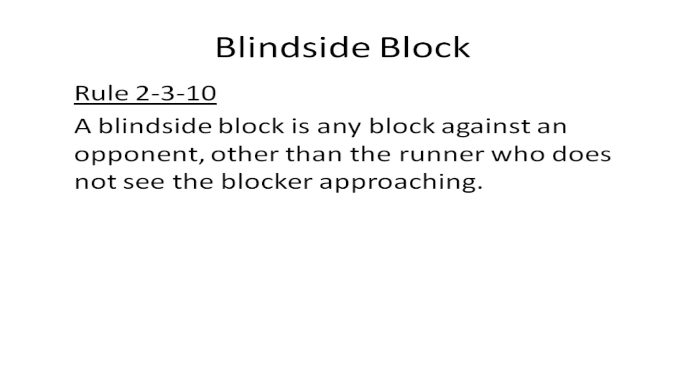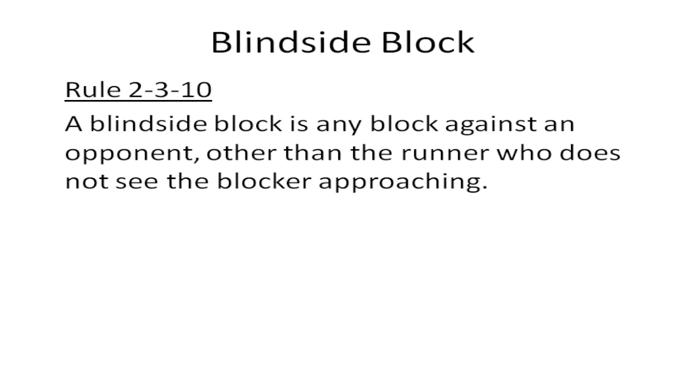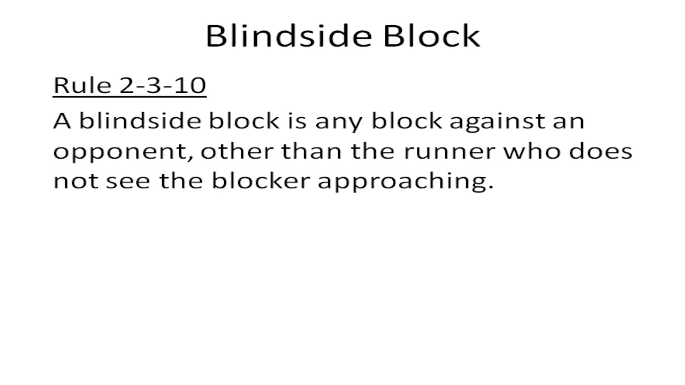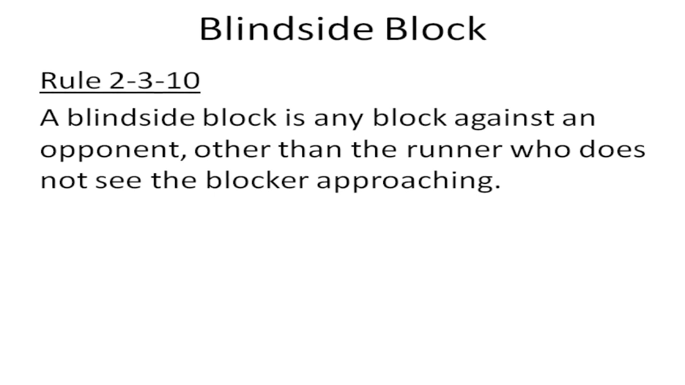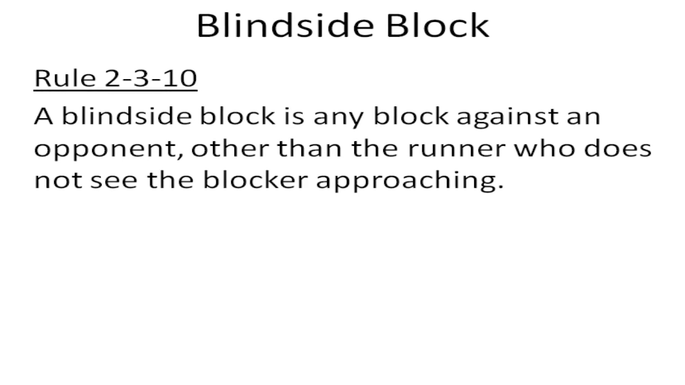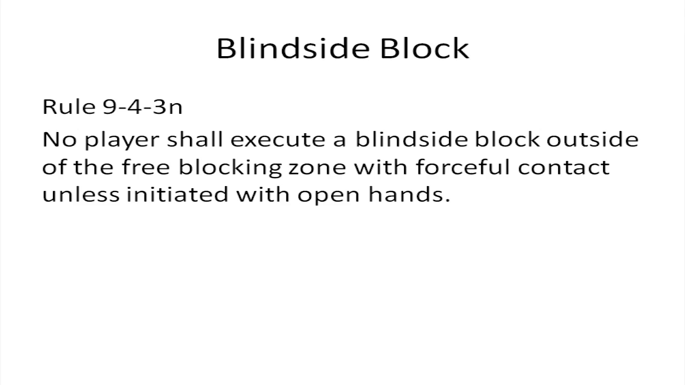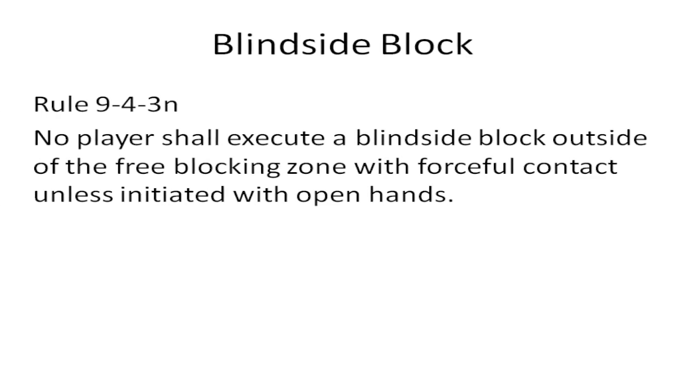Relating to blindside blocks, there are two primary additions to the rulebook that you should become familiar with. In the definitions, Rule 2310 provides the definition of a blindside block. It states, a blindside block is any block against an opponent other than the runner who does not see the blocker approaching. So that's a relatively simple definition. The application of that definition is found in Rule 943N.